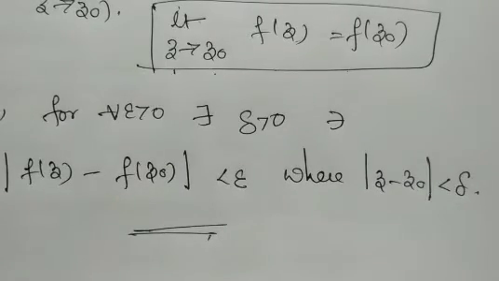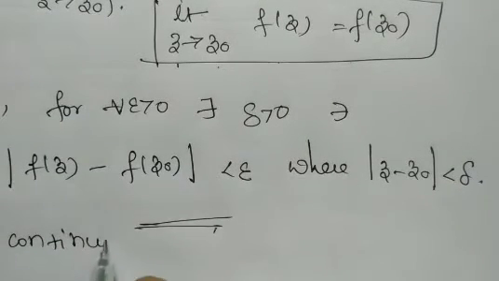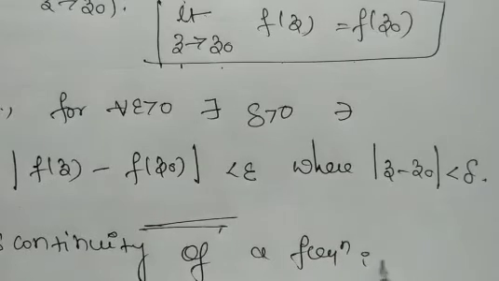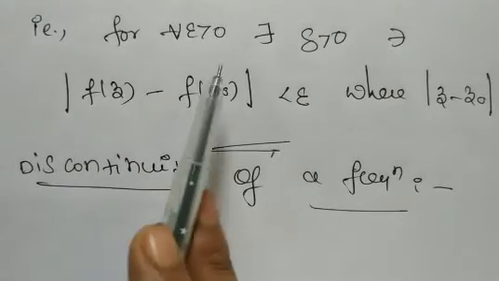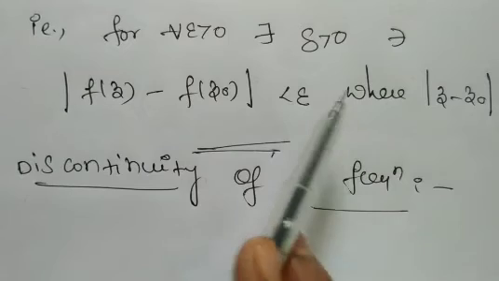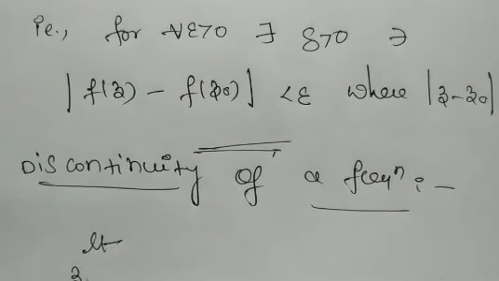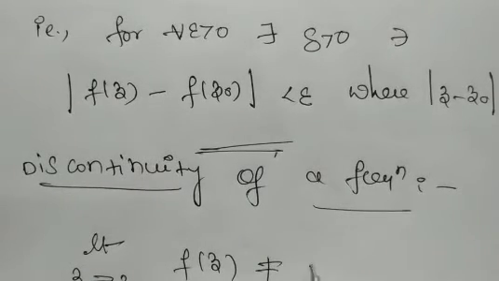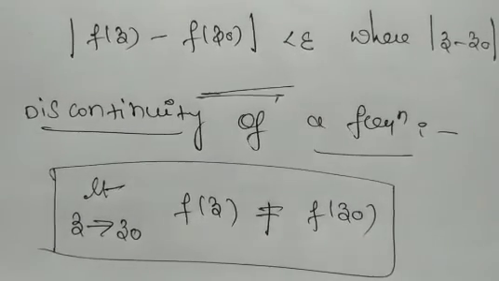Next, discontinuity of a function. A function which is not continuous is called discontinuous. That is, limit z tends to z naught f(z) is not equal to f(z naught). So this is called discontinuity of a function.